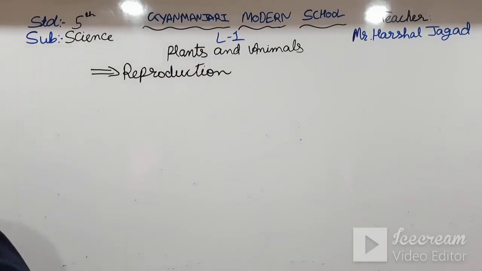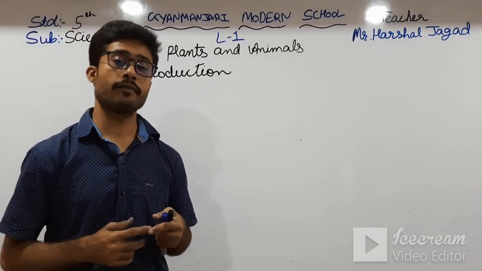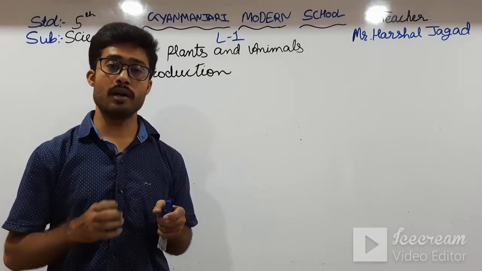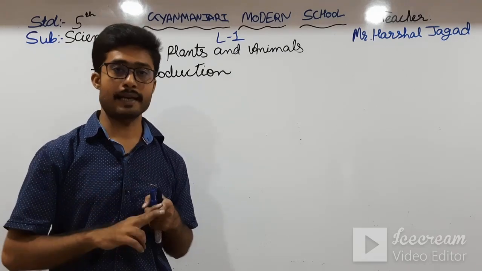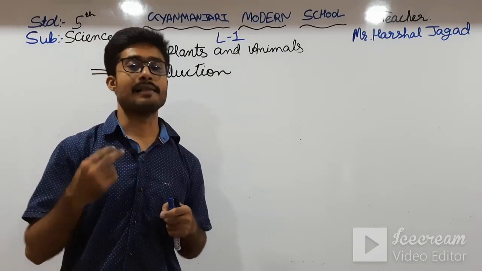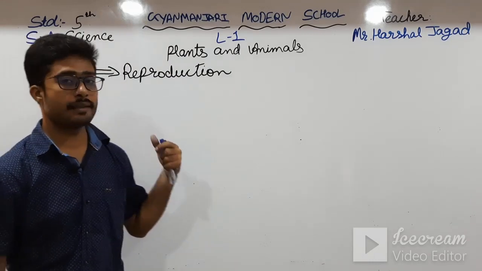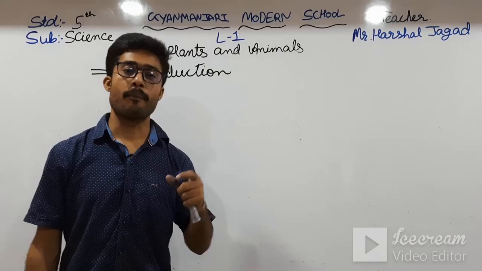Okay students, so here we talk about two types of animals: the animals which give birth to their young ones, this is the first type, and the animals which lay eggs, which are the second type. This is reproduction in animals. Now we will see reproduction in plants.